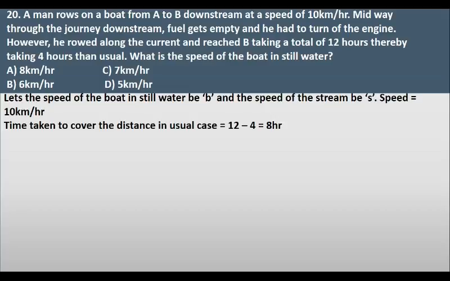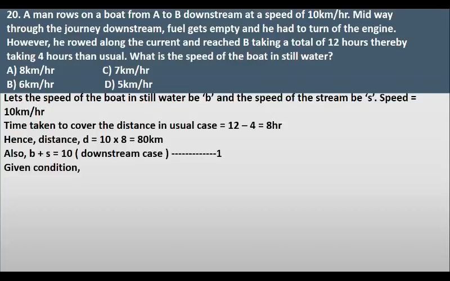From this, we would be able to calculate the distance between A and B because we know that under usual circumstances, he takes 8 hours. So distance D is equal to 10 into 8, which is equal to 80 km. Now if we consider the downstream case, we can write B plus S to be equal to 10. Let us assume this to be equation 1.